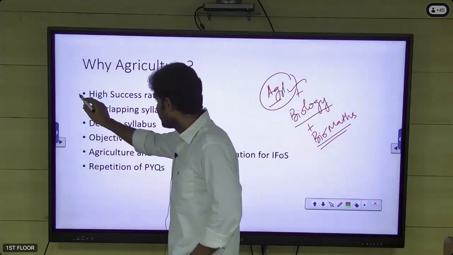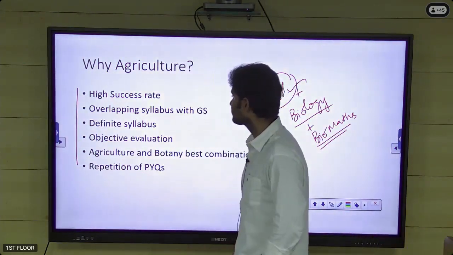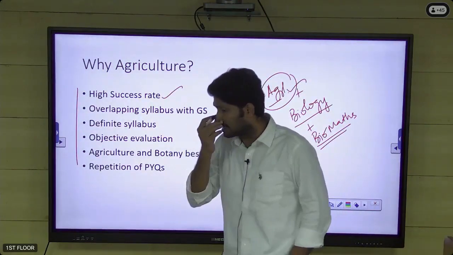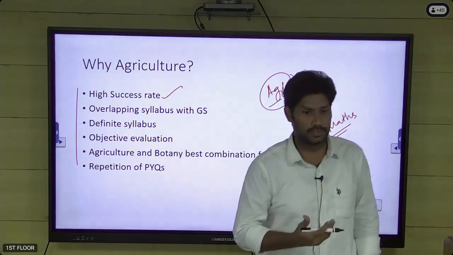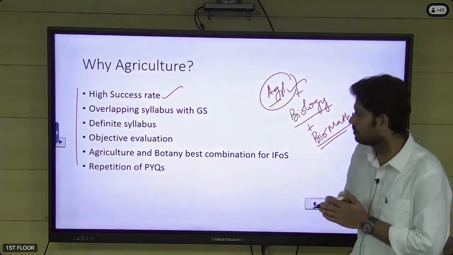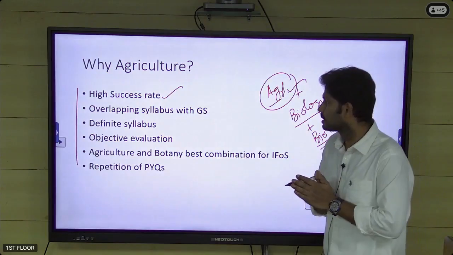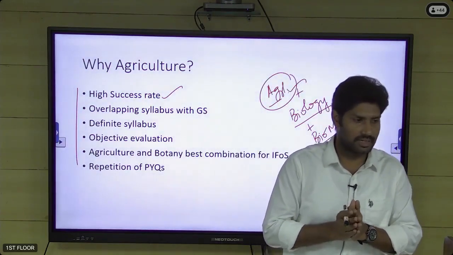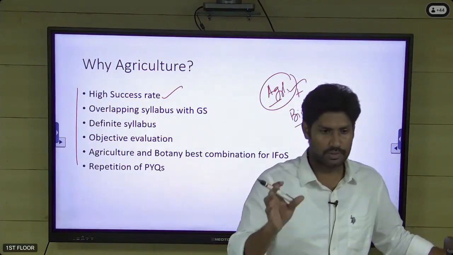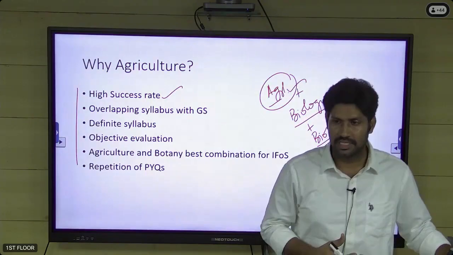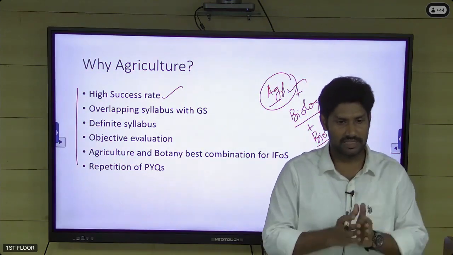So why agriculture in the UPSC? Recently, as I told you, it's getting popular, and the success rate is high compared to even popular optionals. We have to see the overall proportion. Many students ask me, sir, why are the top-ranking students not coming from an agriculture background? Mostly the top-ranked students are from sociology, public administration, geography. So you have to see the actual number of students appearing for the examination.